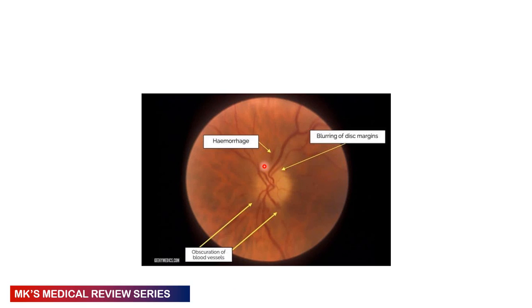This is what it actually looks like. As you can see, there's a hemorrhage over there, blurring of the optic disc margin. You may even have obscuring of the vessels over there. So this is optic disc edema or papilloedema.